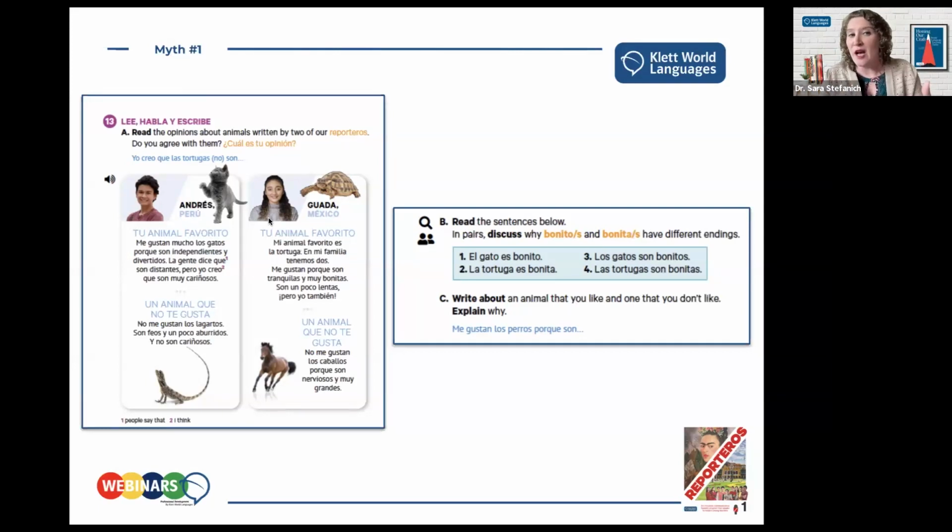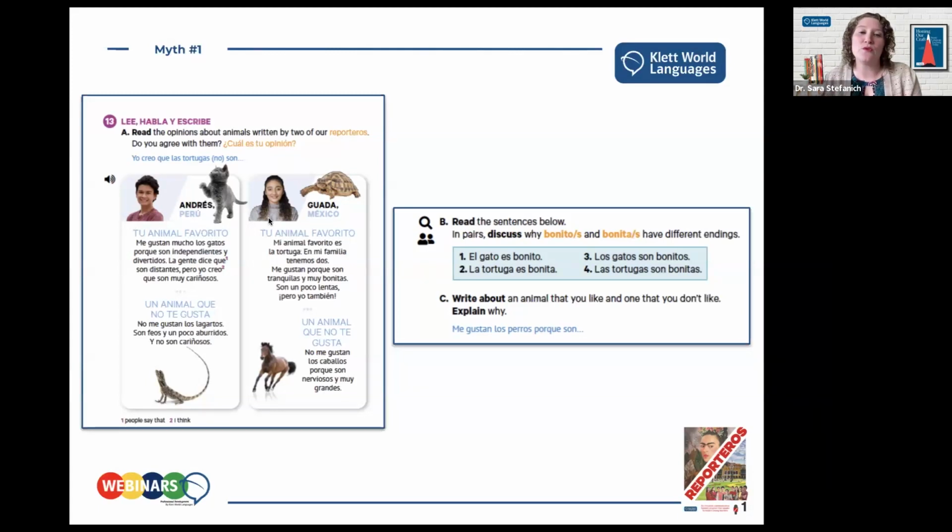And that expression of opinion and agreement could take place in a spoken format, it could be in written format, or it could just be a reflection, and it doesn't necessarily get externalized anywhere. And then we move on to an interpersonal speaking activity. Students are working in pairs, and they're looking at these sentences that we pulled out from this reading and trying to figure out what's going on with some of the word endings.